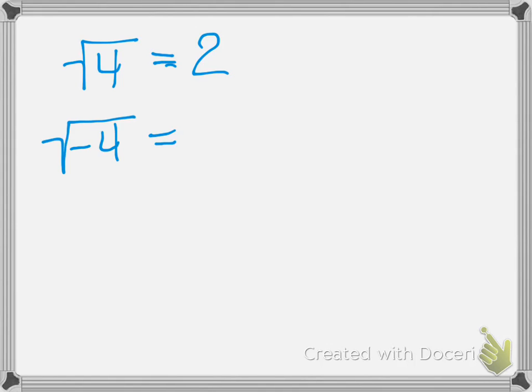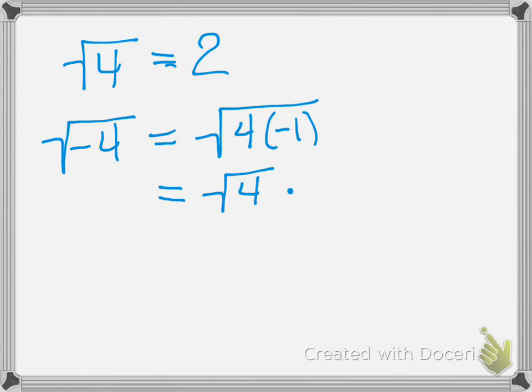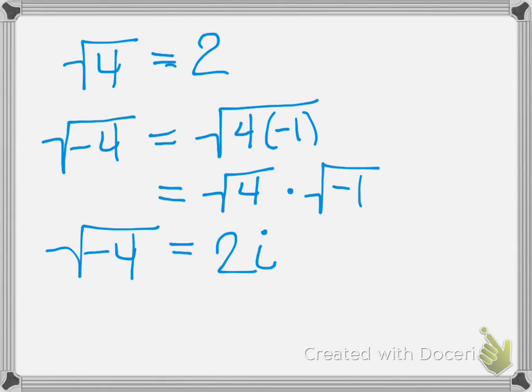So what we would do is break the -4 down into the product of 4 and -1. And then once I've broken it down into that product, I can separate the square root into two separate square roots. So I get the square root of 4 times the square root of -1. And the square root of 4, as we mentioned above, is 2. And also, as we mentioned above, the square root of -1 is i. And so root -4 can be rewritten as 2i.